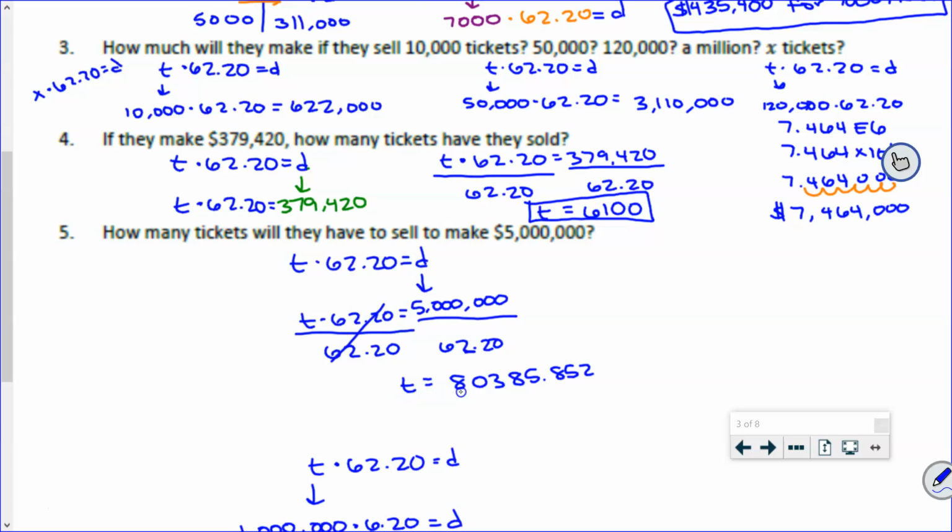So yes, the tickets would have to be 80,385.852 tickets. We can't do that. So how many tickets would that really mean that we would need to sell? 80,386 tickets. Yeah, good.